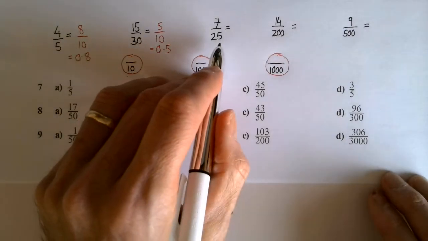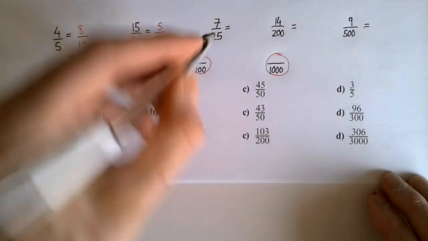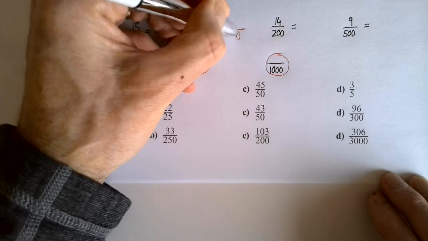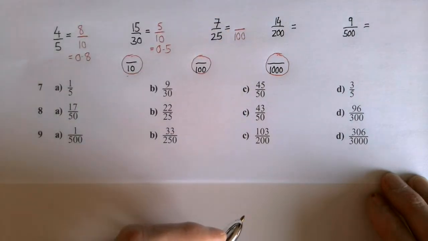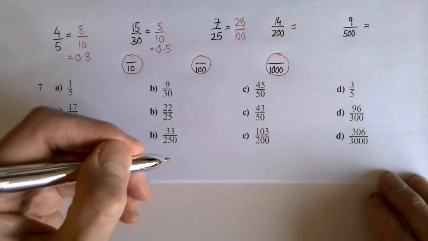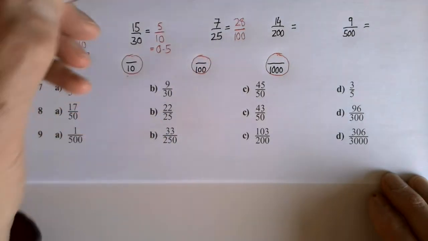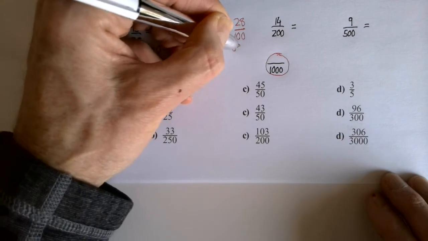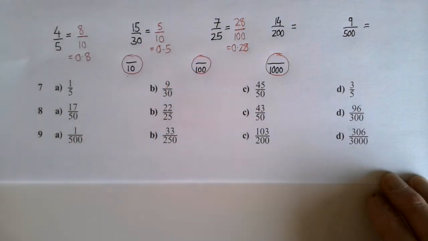Here I can go for a denominator of 100, because 4 times 25 is 100. So I multiply the top by 4 as well. So as a decimal, remember we're not going for percentages, we're going for decimals, 0.28.